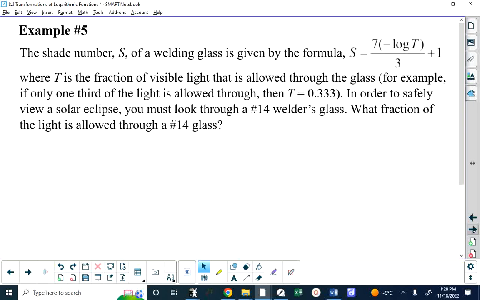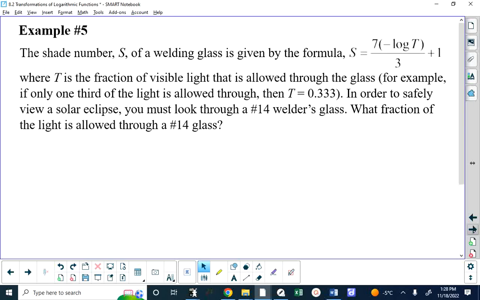Most welding glasses now are electronic in nature. But there was a time where you'd put on a welding helmet and there was a little window and you would clamp in there. It's called a number 14 welder's glass. And if you had that going and you tried to walk around in the world, you couldn't see anything because it blocks so much of the light. And that's because there's a huge amount of bright light in welding.